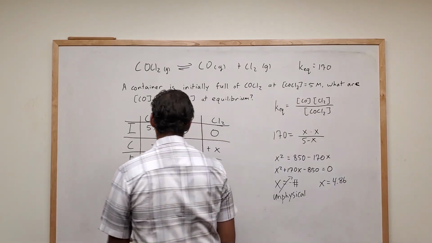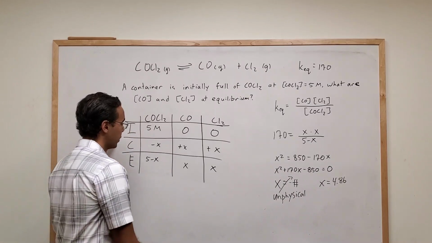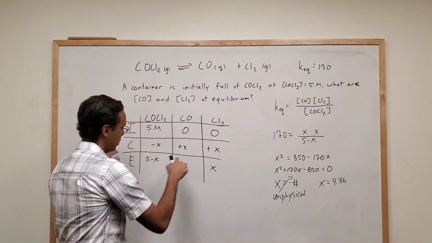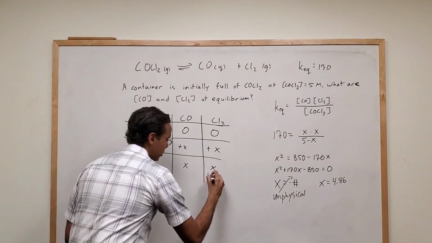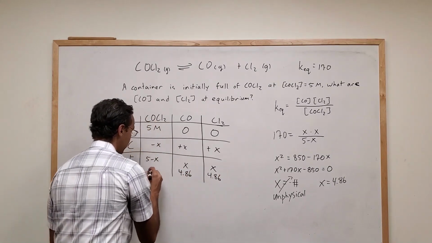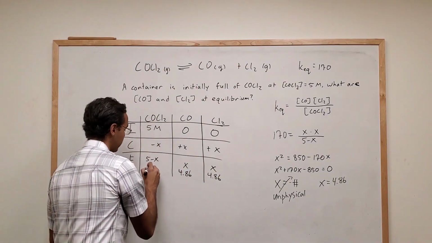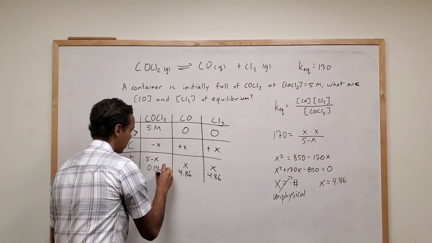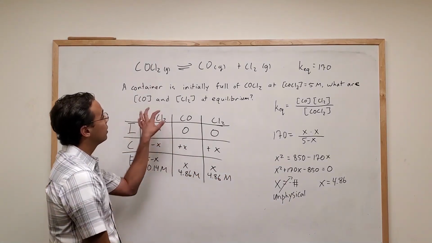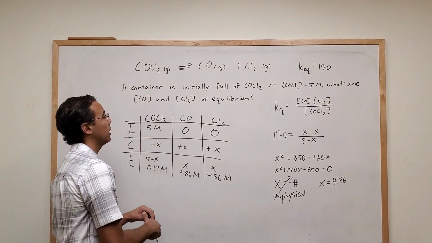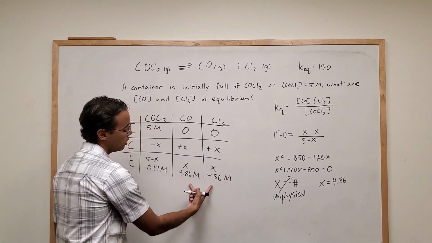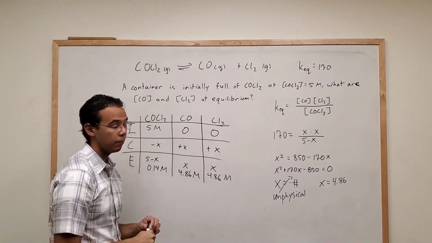Now we come over here, and wherever we see X, we can replace it with 4.86. I'm going to leave the X's in the change row and just look at the equilibrium. So this is now going to be 4.86. This is going to be 4.86. And this, 5 minus 4.86, is 0.14 molarity. So in order to answer our question, what are the concentrations of carbon monoxide and chlorine gas at equilibrium? Well, they're both 4.86 molarity.